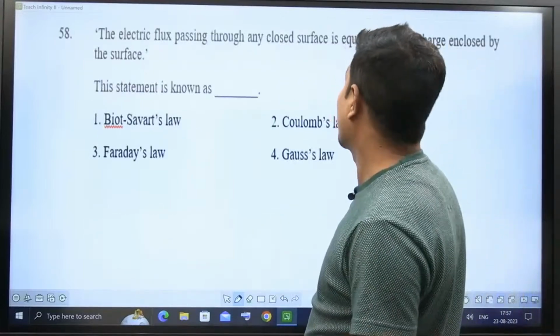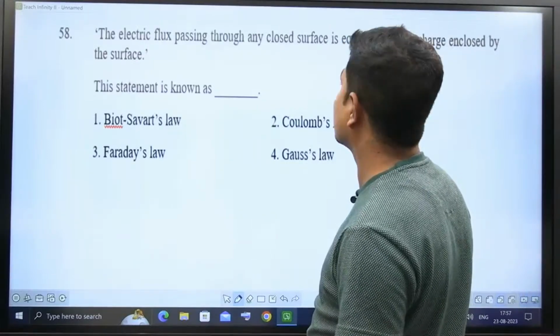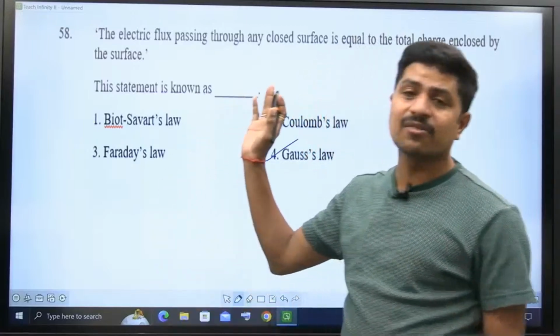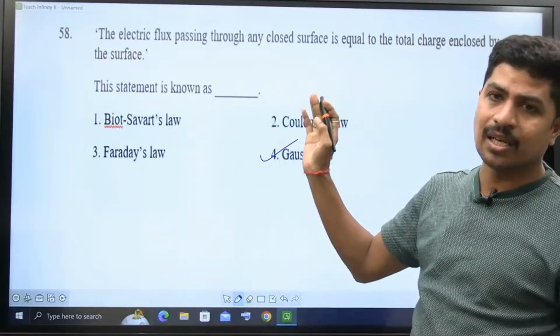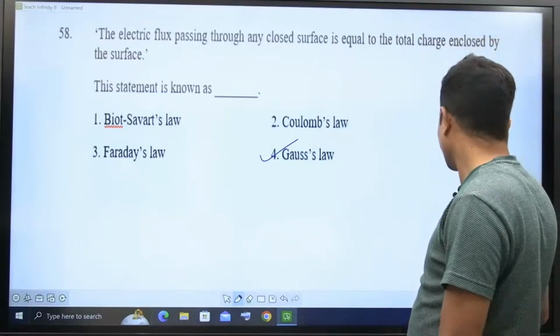The electric flux passing through any closed surface is equal to the total charge enclosed by the surface. This statement is known as Gauss law. Directly, the question gives the Gauss law statement and asks what this is. That is directly Gauss law.